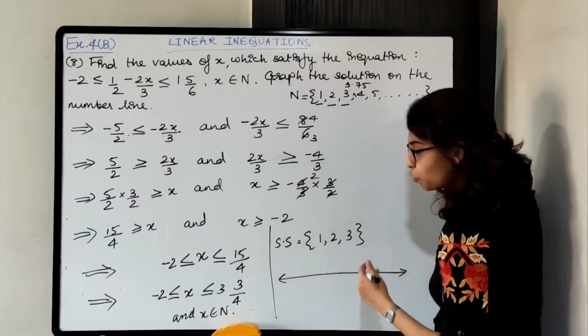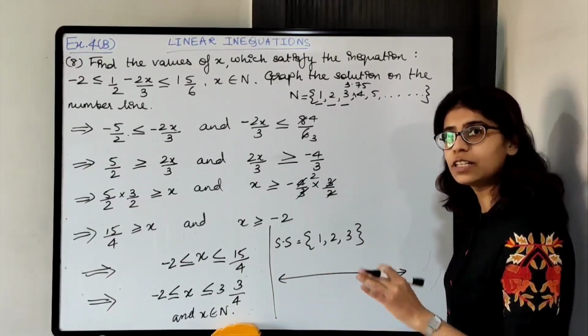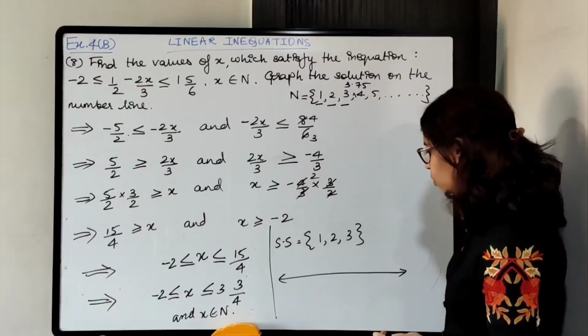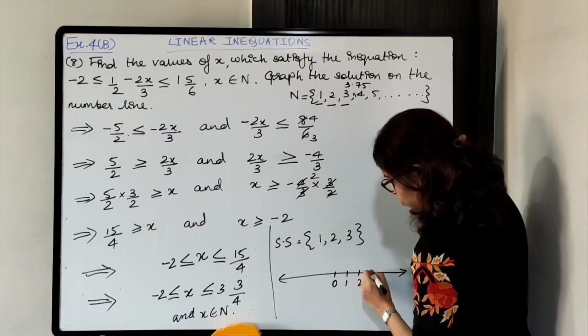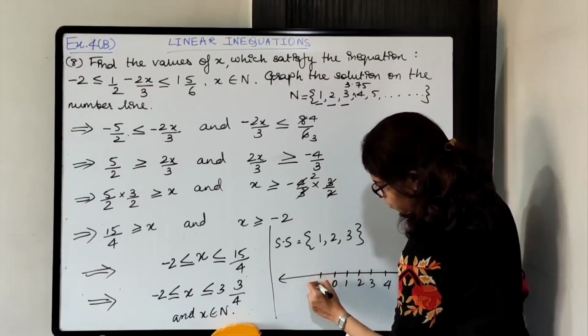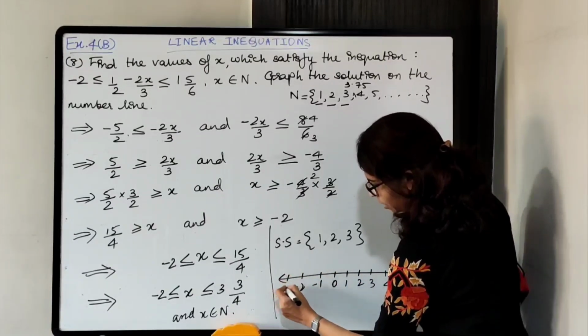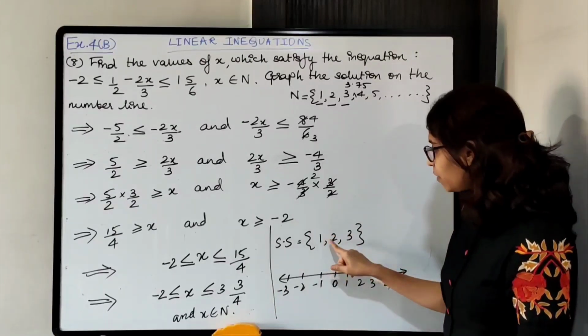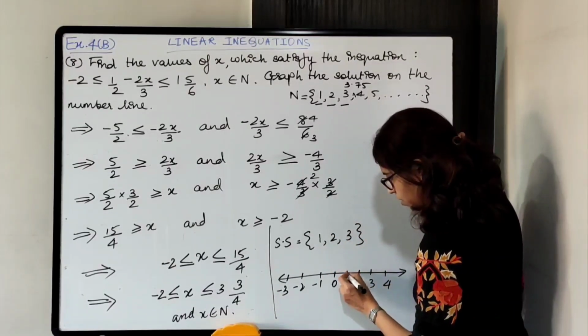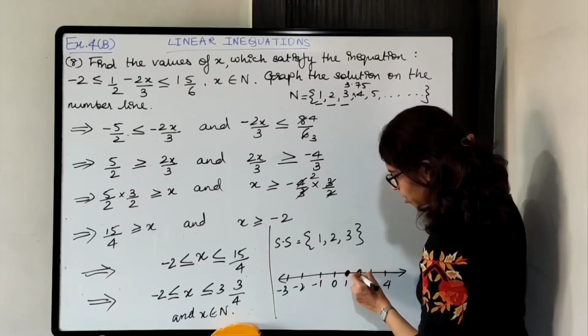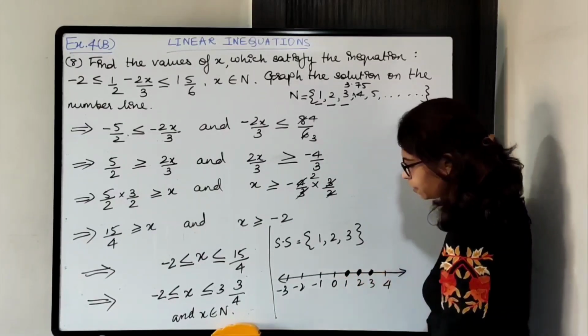So draw the number line properly, neatly draw करना है with the help of pencil and scale. Okay, 0, 1, 2, 3, 4, -1, -2, -3. Only 1, 2 and 3 are the possible values. So 1 सर्कल करके फिल कर दो, 2 सर्कल करके फिल कर दो, 3 सर्कल करके फिल कर दो.